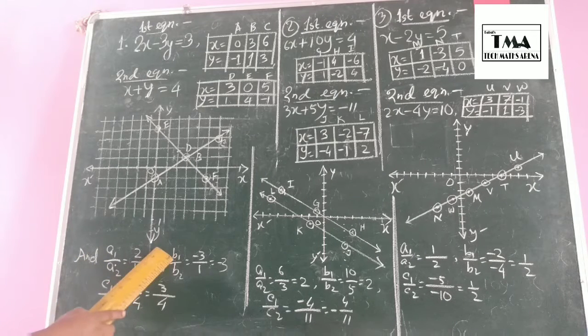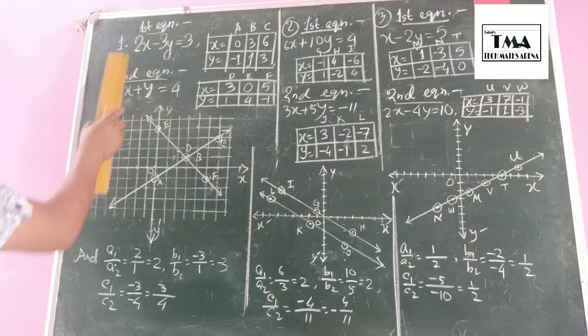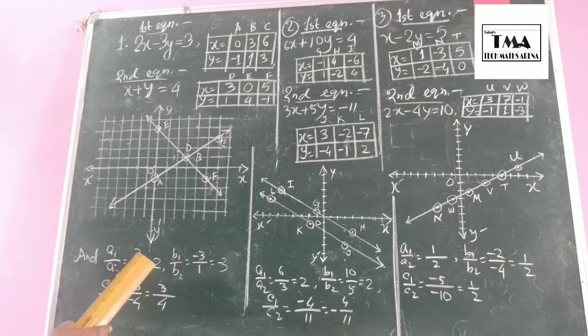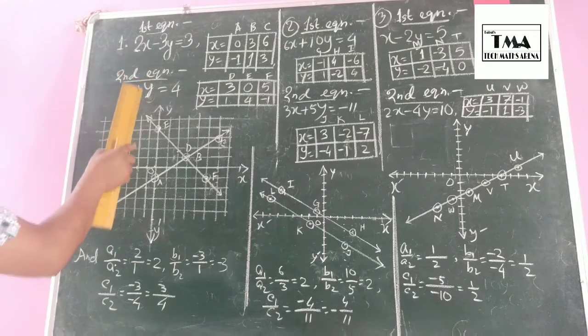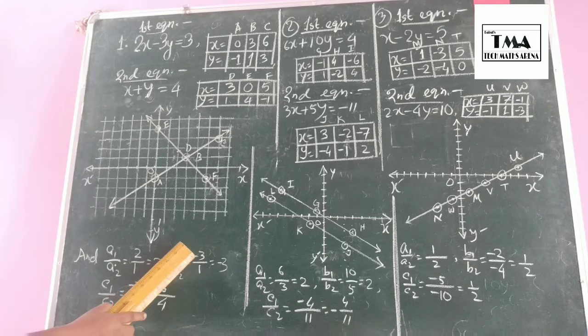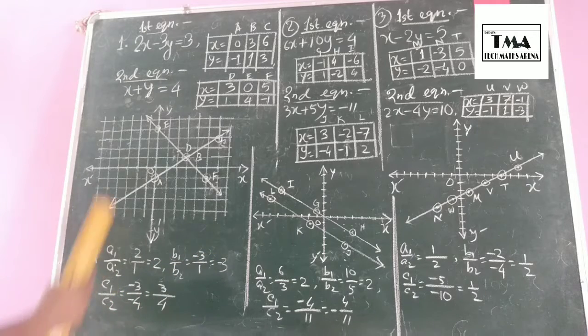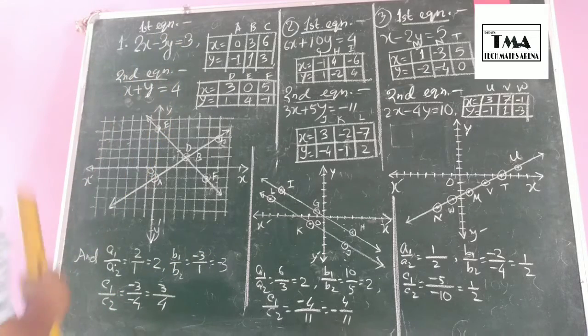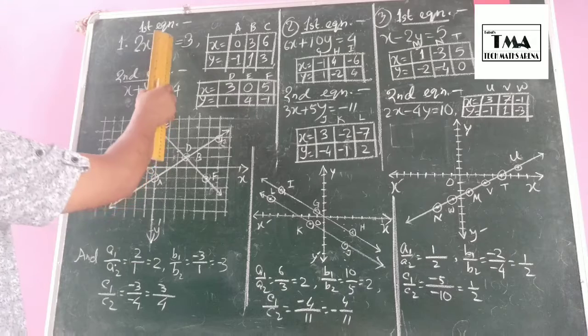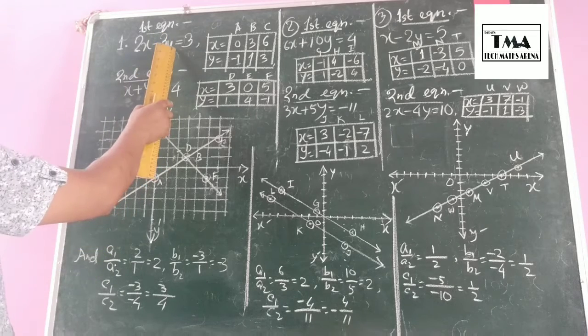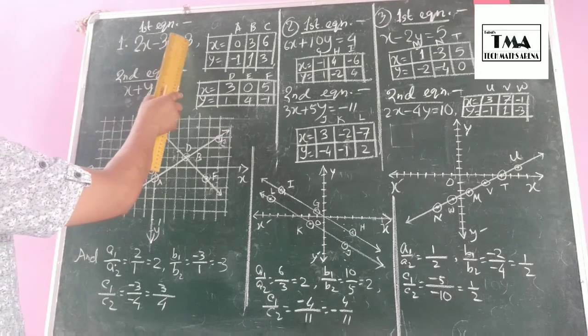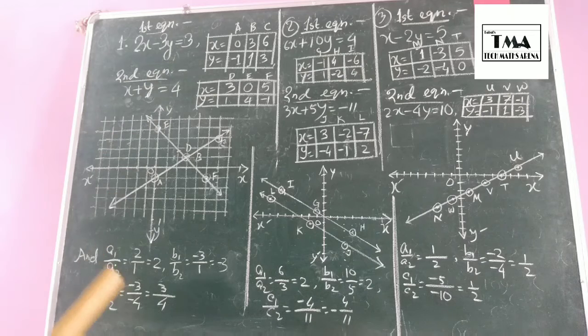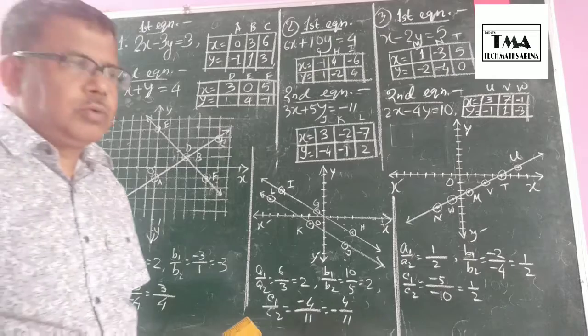Now, if we compare the ratios a1 by a2, b1 by b2 and c1 by c2, we get that a1 by a2 is 2 by 1, that is 2, and b1 by b2 is minus 3 by 1, that is minus 3, and c1 by c2 is minus 3 by minus 4, because in standard form the equation is 2x minus 3y minus 3 equal to 0, so it is 3 by 4. So we found a1 by a2, b1 by b2, c1 by c2.